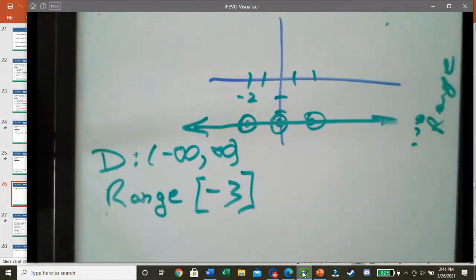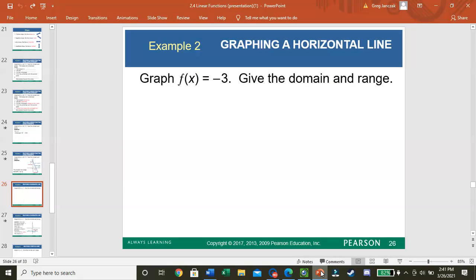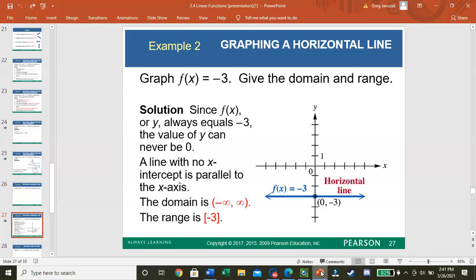So this is what I was talking about, where domain and range are -infinity to infinity, except for where the slope is either horizontal or vertical. Well, this is what I was talking about, where here the domain is -infinity to infinity, but the range is not. The range is a single number. Okay? Questions with that? Okay. So there we go.